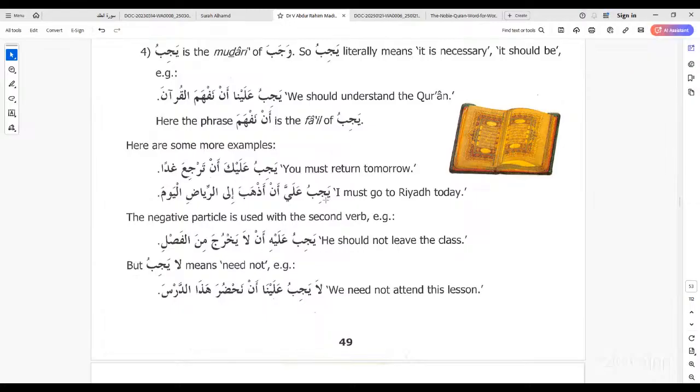يجب علي أن أذهب إلى رياض اليوم. I must go to Riyadh today. Now the word alayya, upon me. So which pronoun is alayya referring to? Is it huwa, anta, ana, or nahnu? In alayya, there's a pronoun. Ana. Exactly. Thank you, Munira. And adhhabu is also referring to ana. Excellent. Is this clear, Sister Sadiqa?